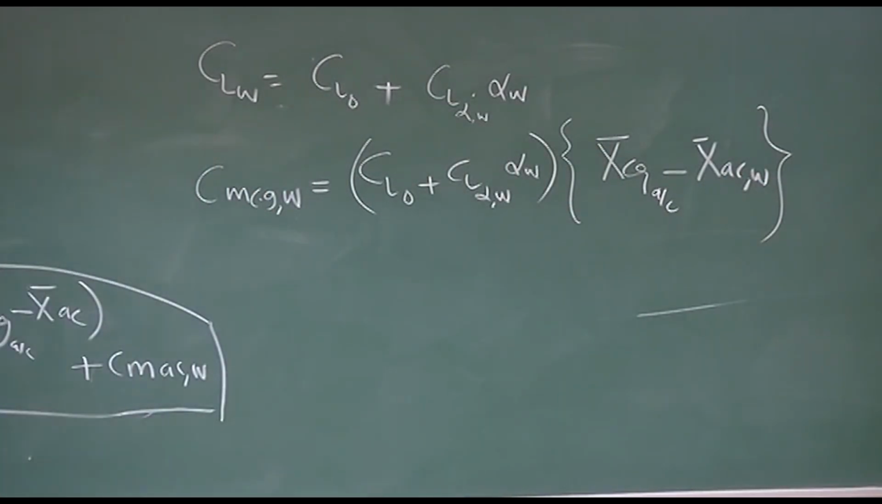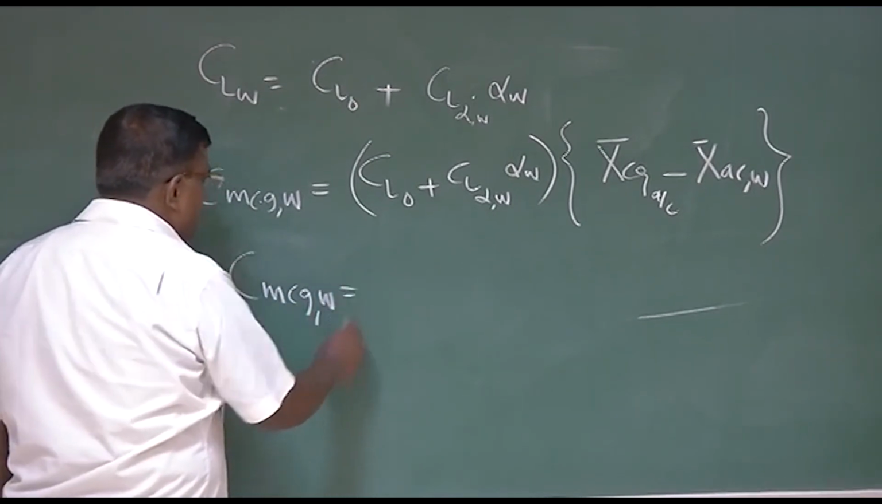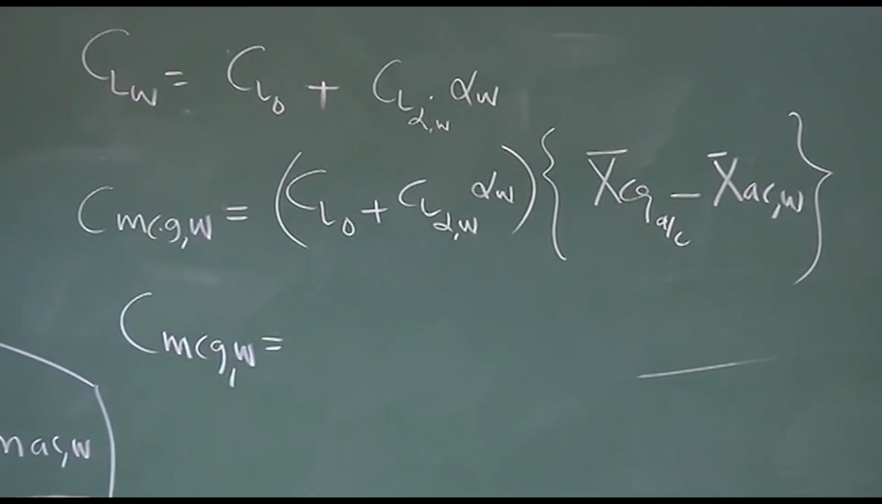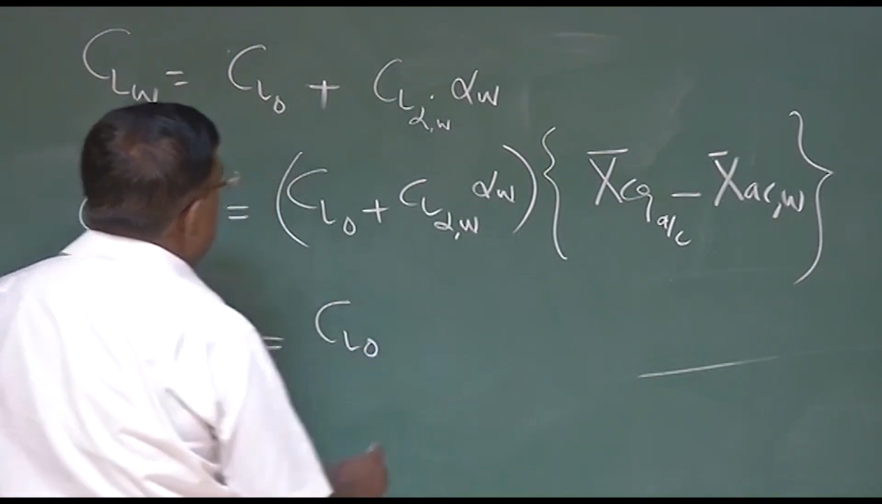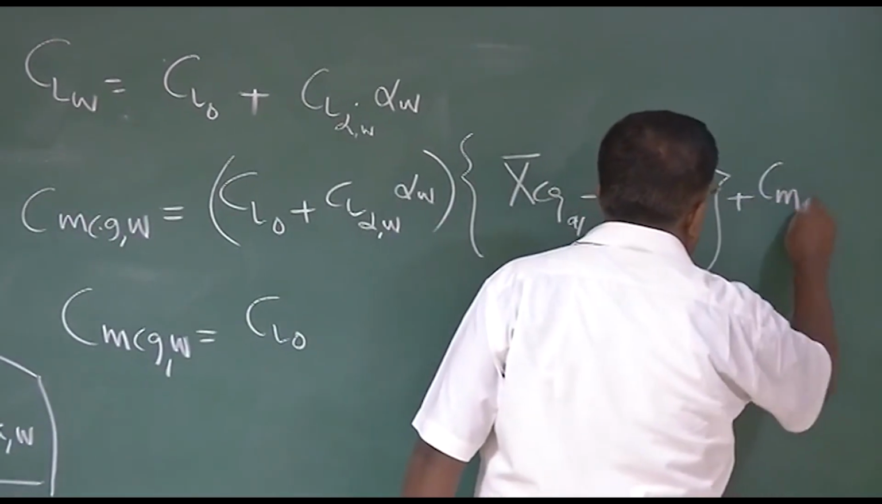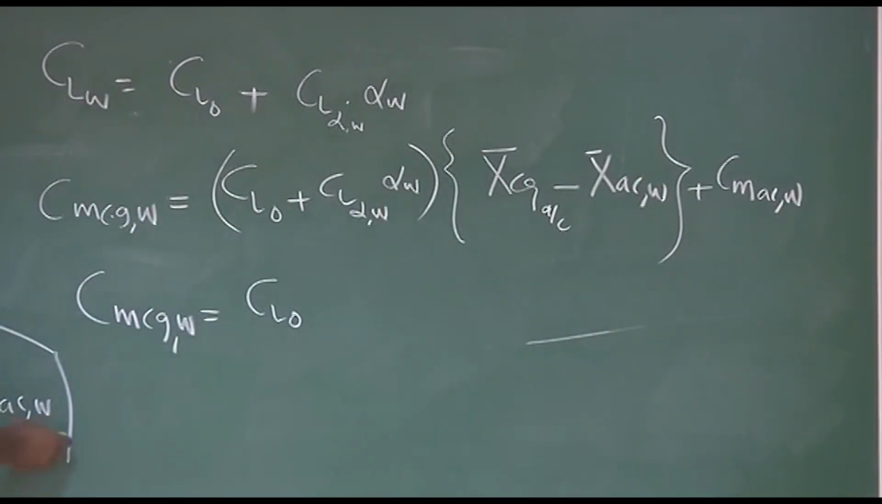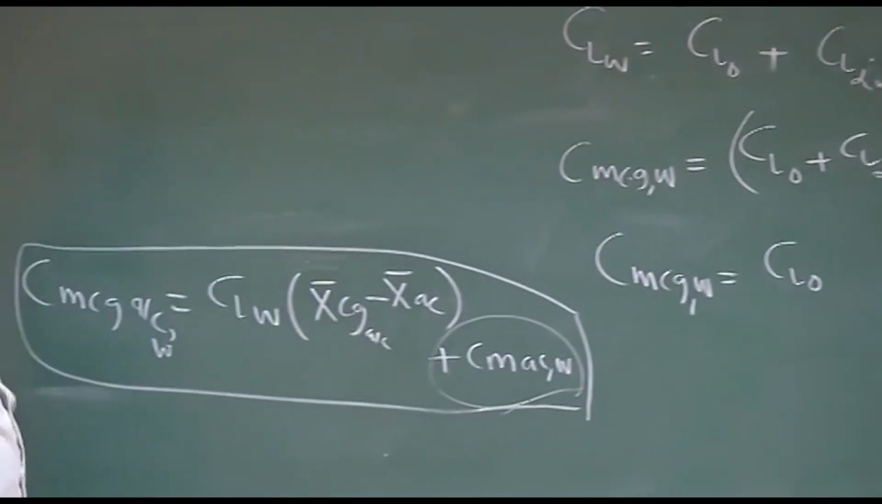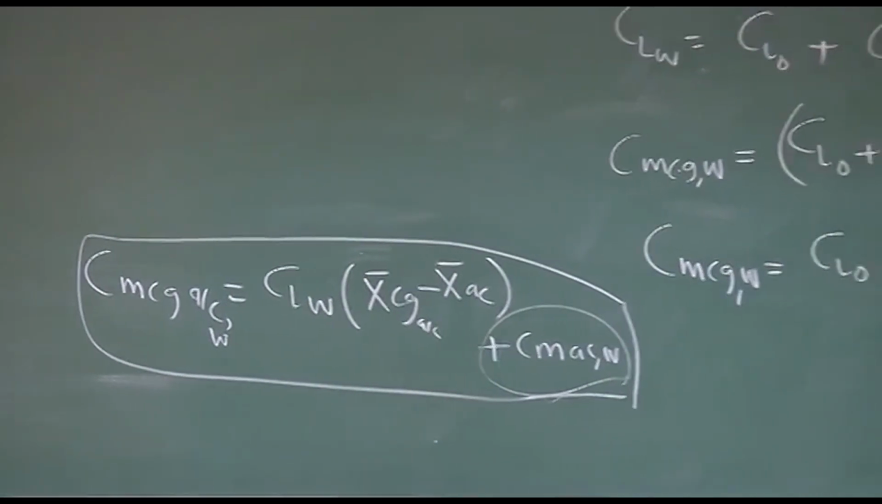Correct? So this further I can write as Cm about CG of the wing. Or I read differently, Cm because of the wing about CG of the aircraft is CL naught, and of course somewhere, yes, CMAC of the wing is also here. Let's not forget about this. You will see this will play a magical role. We have a tendency to forget this friend, but it could be one of our worst friends who can create problems, so don't forget it.